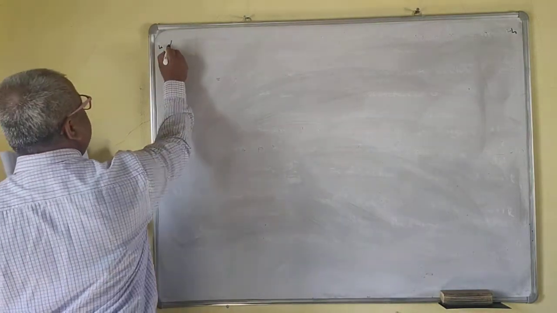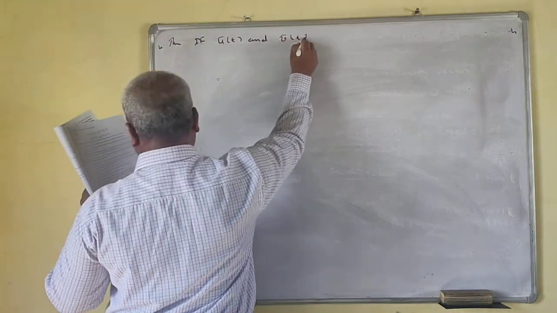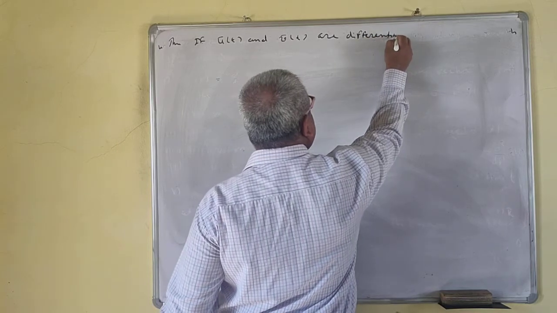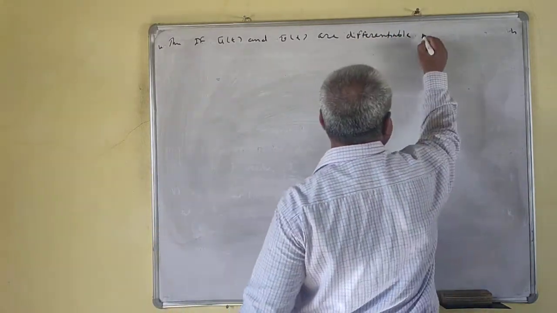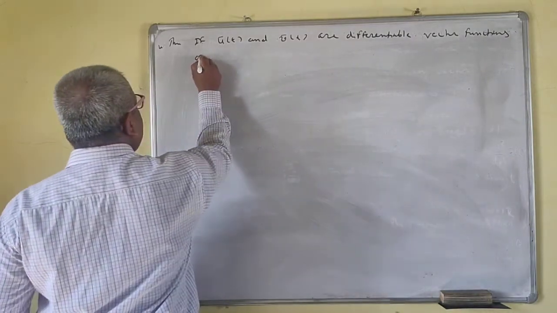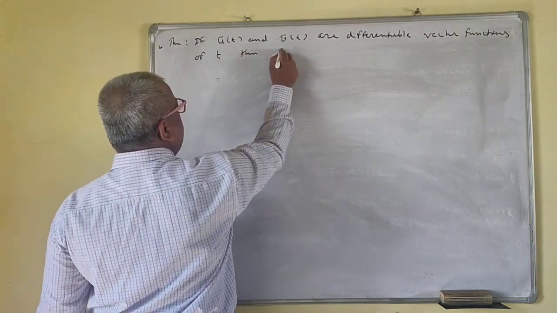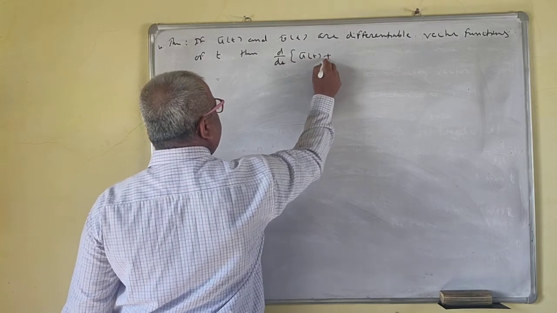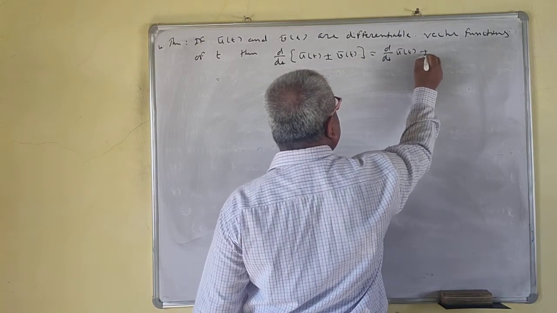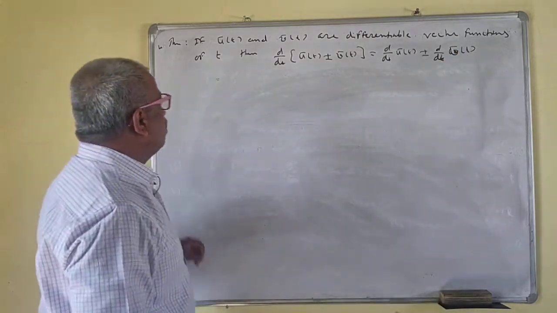Theorem: if u bar of t and v bar of t are differentiable vector functions of t, then d by dt of u bar of t plus or minus v bar of t is equal to d by dt of u bar of t plus or minus d by dt of v bar of t. We'll prove this one.